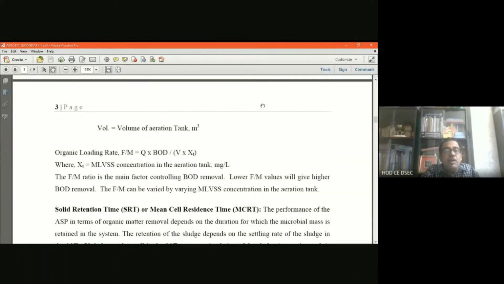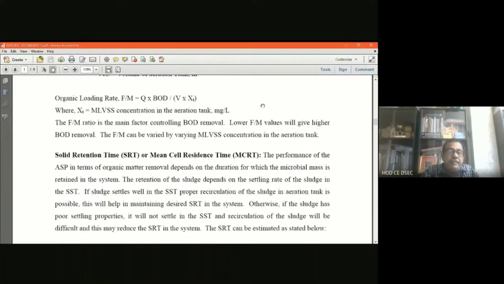Now coming to the organic loading rate, F by M. What is F? F is nothing but the food, and that food is nothing but the BOD, that is the organic matter. How will you obtain the numerator? That is simply the discharge into BOD, that will give the total BOD in kg, that is the organic matter, that is the food we can say.